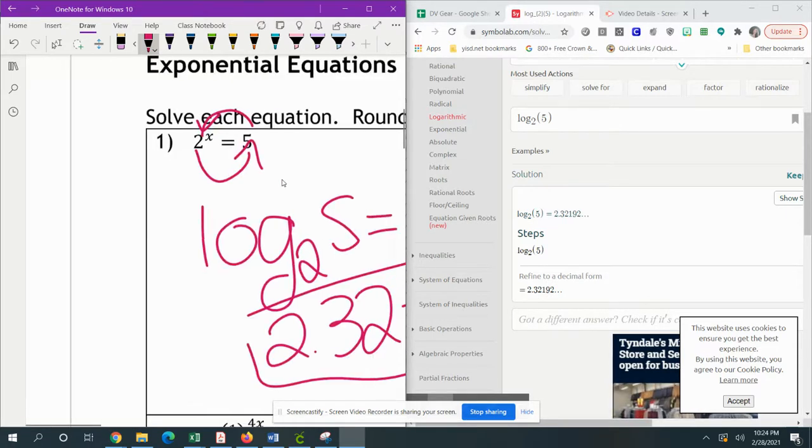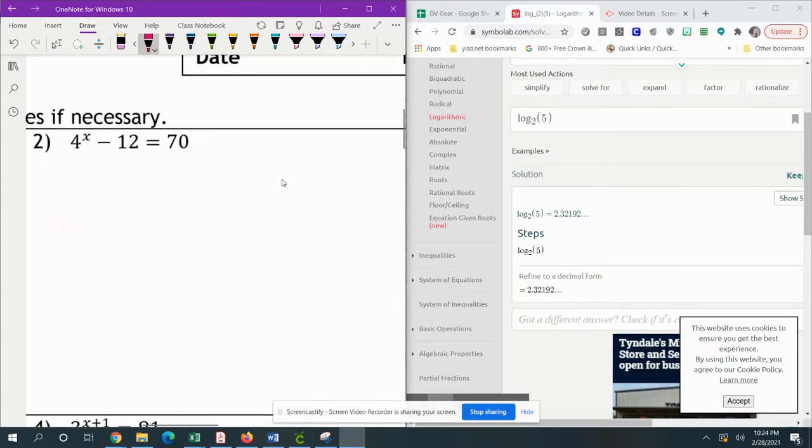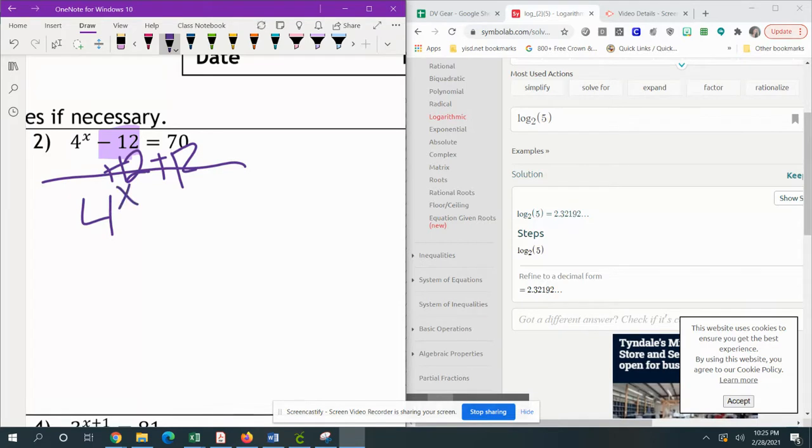Okay, so here's the next one. We have 4 to the x power minus 12 equals 70. In order for us to find the exponent x, we're first going to have to take this negative 12 and move it to the other side by adding 12. What I do to one side, I do to the other side. So I get 4 to the x power. The 12s cancel each other out, and 70 plus 12 is 82.